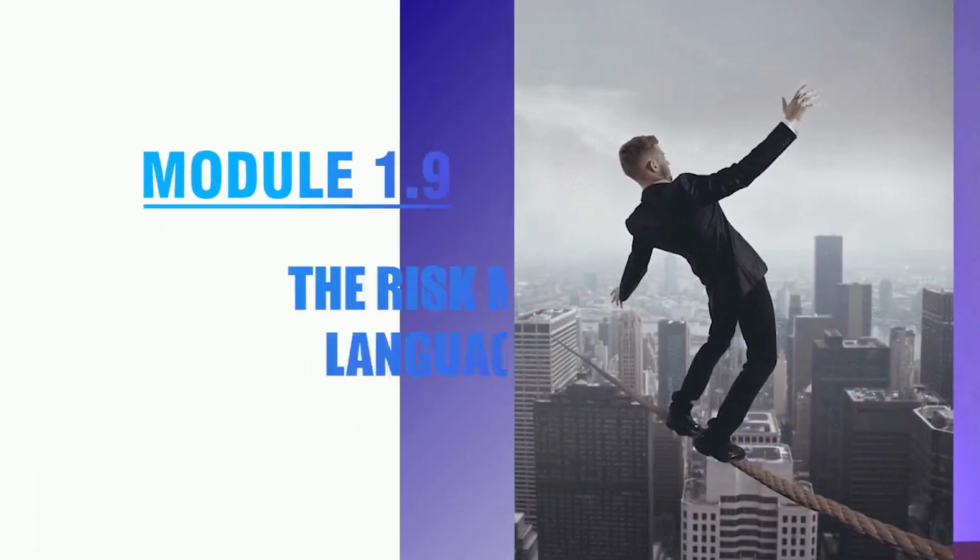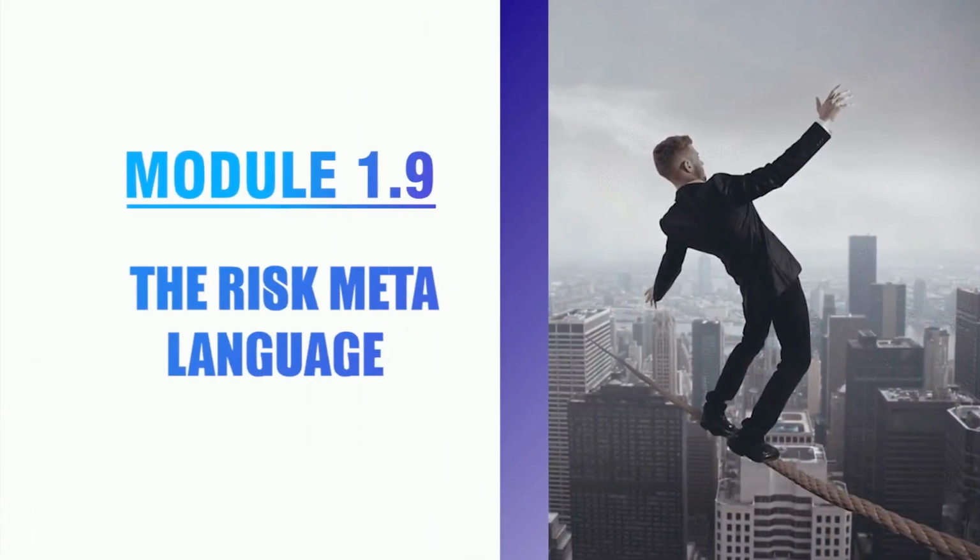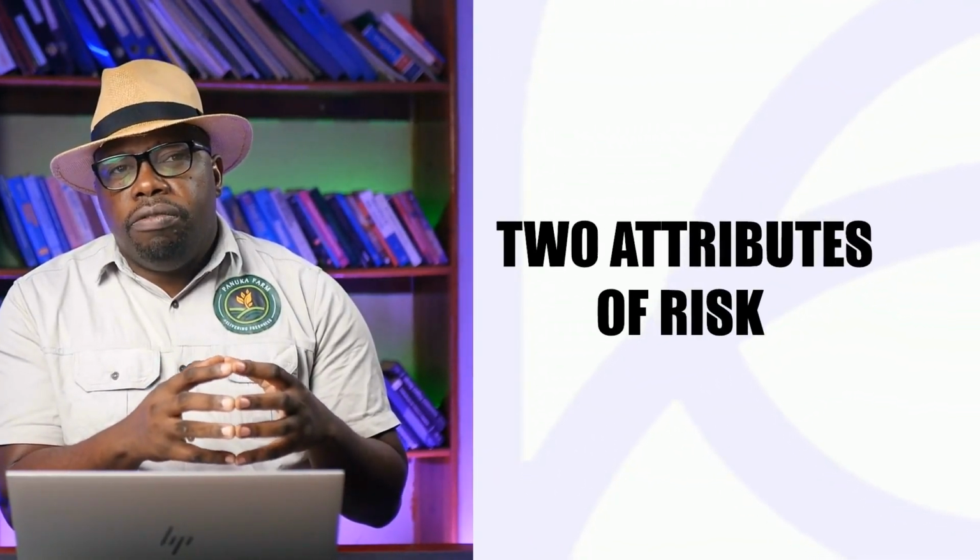Welcome to part 9 of module 1 of this course on risk management fundamentals for farming enterprises. In this part 9, we're looking at defining what is called the risk meta language. In the previous parts, we did define what risk is and also looked at the two critical attributes of risk.